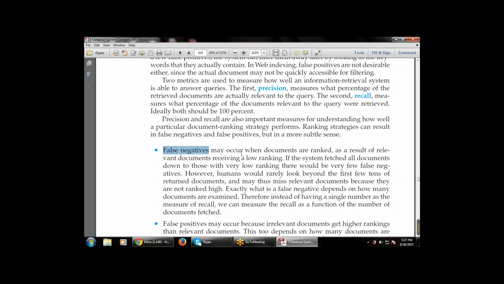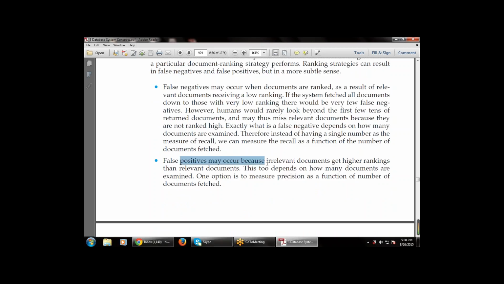A false negative may occur when a relevant document receives a low ranking. If the documents are ranked against each other and the system fetches documents only down to those with very low ranking, there will be a false negative. A false positive may occur because an irrelevant document gets a higher ranking.